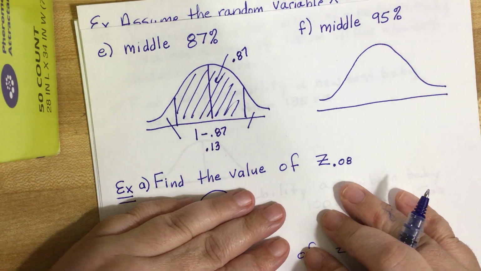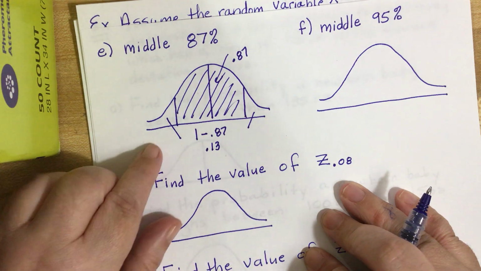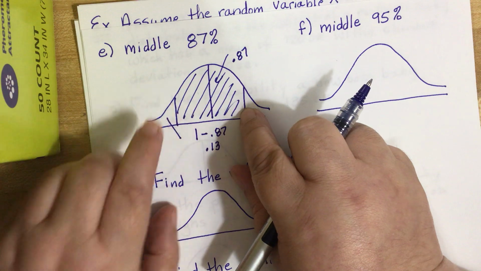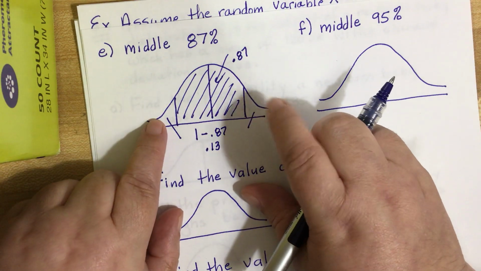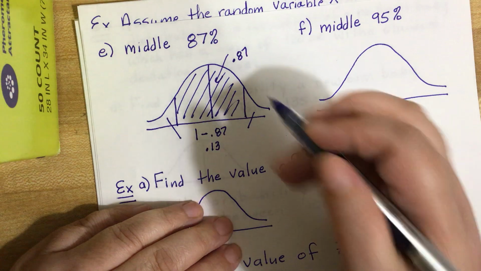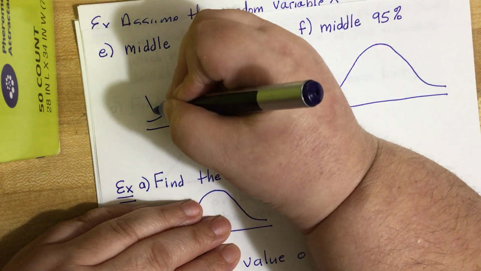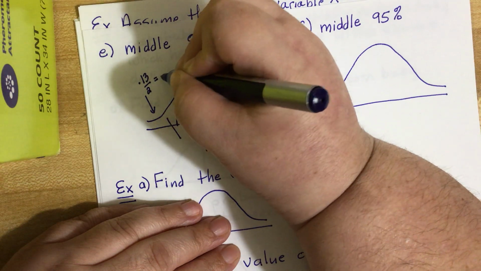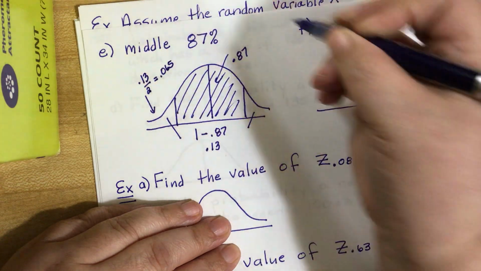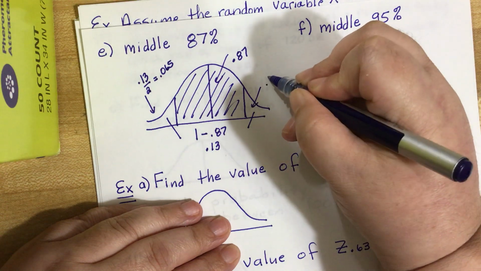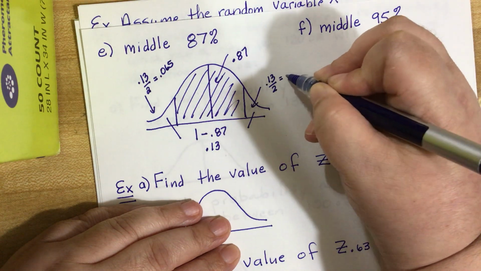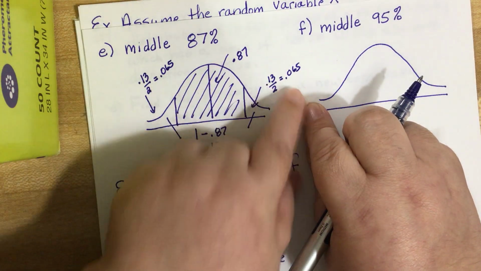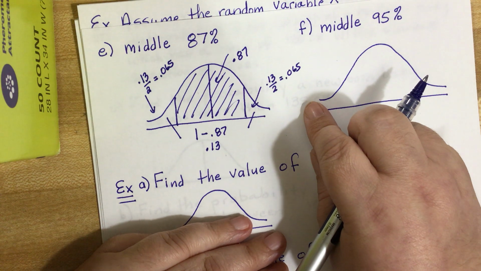But wait a minute. I know that this is a symmetric graph. So if this is the middle, these two are the same value. Okay? So each one of these areas has to be the same. So what happens if I divide this by 2? If I take 0.13 and divide it by 2, that gives me 0.065. And if I added up all three areas, that would give me my total area of 1.